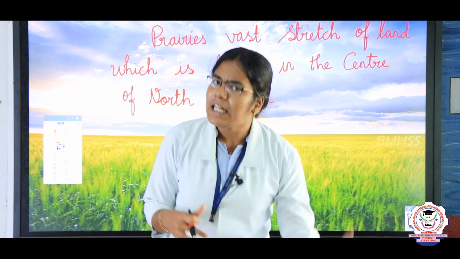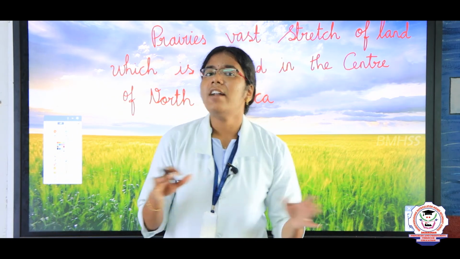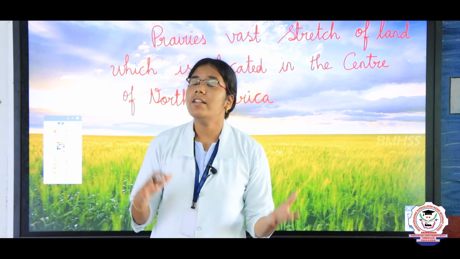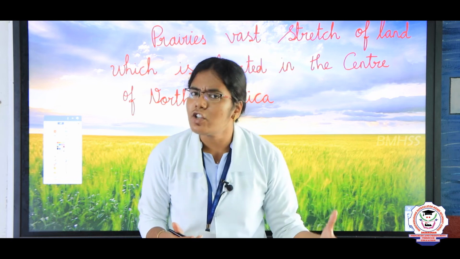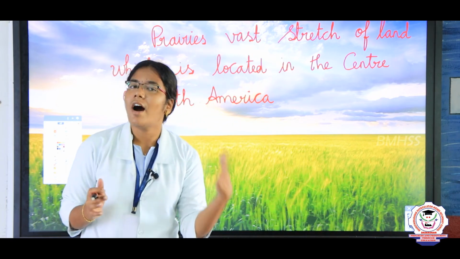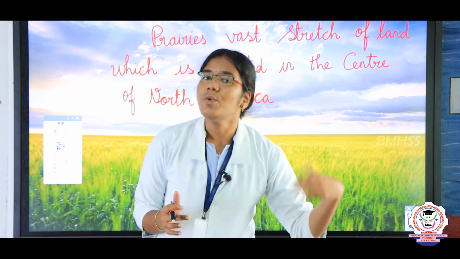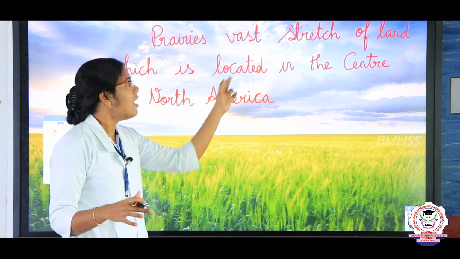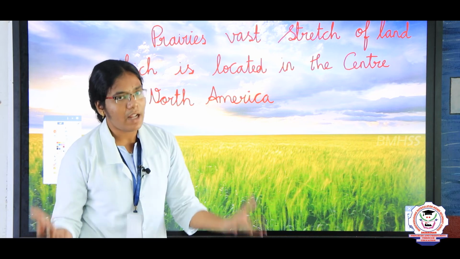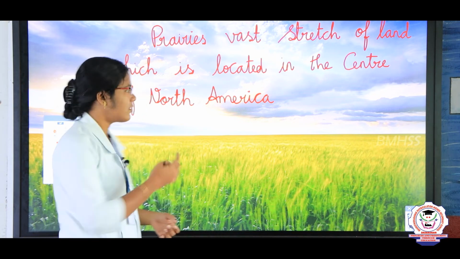It may be hilly or a flat land. The land is fully covered with miles of grassland, and it is very hard to see trees here. The vast stretch of land is covered with grassland. It may be a hilly or a flat surface.